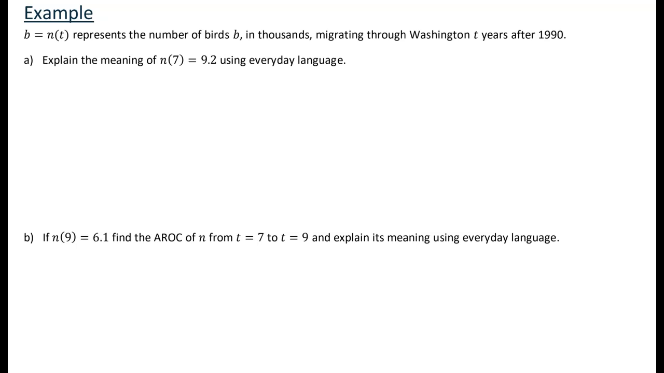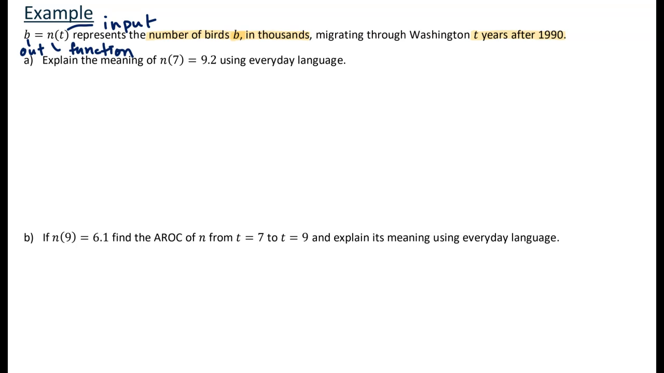So our function name is n, and it is inputting t values and outputting b values. And they've defined for us what those variables, the input and output variables, represent. So b is the number of birds in thousands migrating through Washington. And t is the number of years after 1990. So 1990 is sort of like a starting point for us. That's year 0. And then t is the number of years after that.